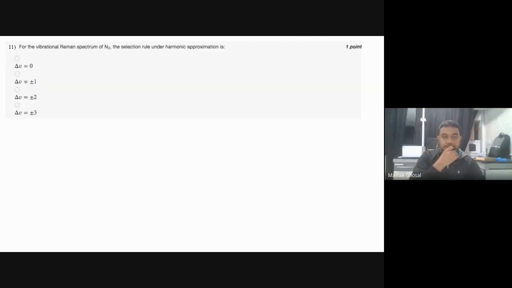So this is the last question for today. For the vibrational Raman spectrum of N2, under the harmonic approximation, which selection rule holds? You have to find which one of the following is the value of delta V for a vibrational Raman transition. You will be able to answer that, right? What should be the answer?